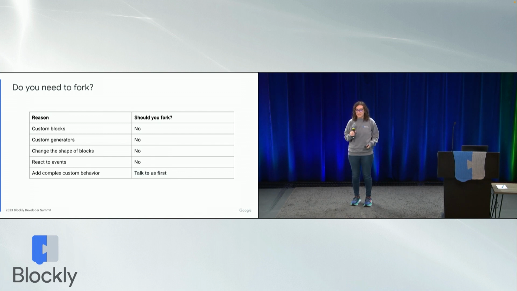And in other cases in the past, if you wanted to change the shape of blocks, all of the rendering was just string concatenation. So App Inventor wanted to add their own custom shapes. They had to fork in order to change those strings. Today we have the custom renderer API, so you no longer need to fork to make changes like that.